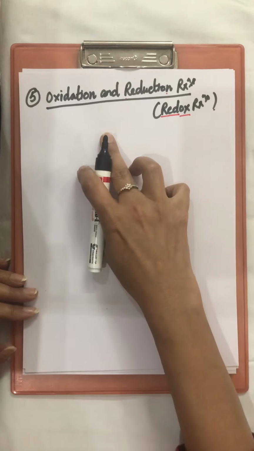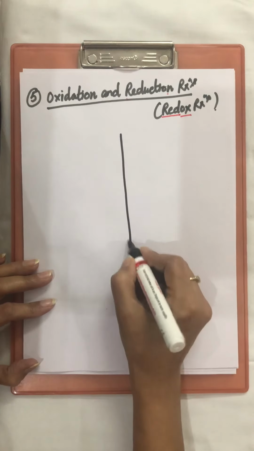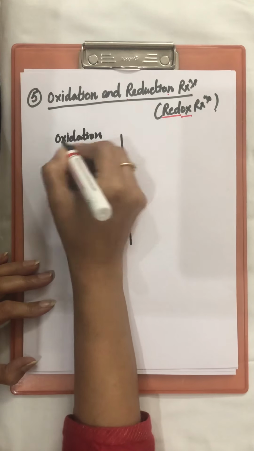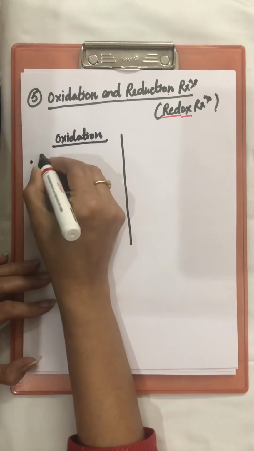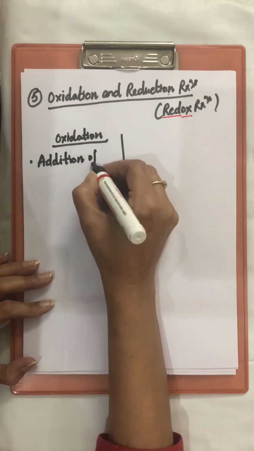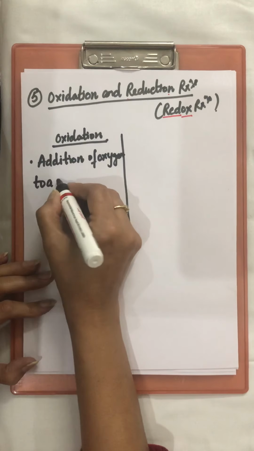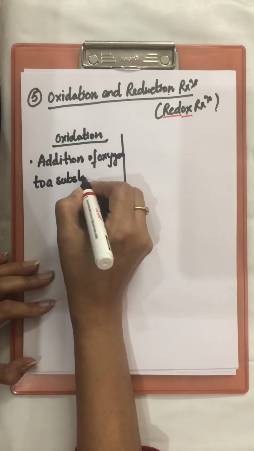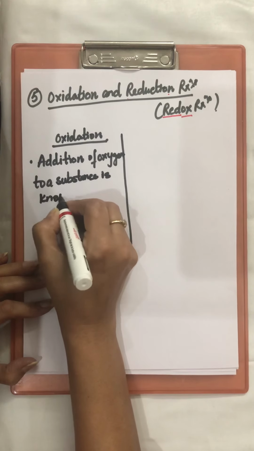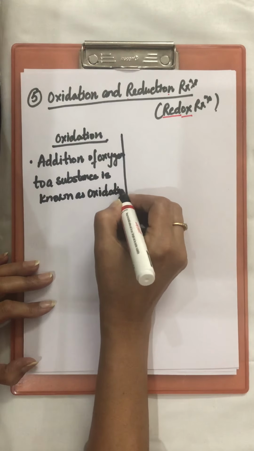Now, what is an oxidation reaction and what is a reduction reaction? Oxidation reactions: addition of oxygen to a substance. If oxygen adds to a substance, this is known as oxidation.